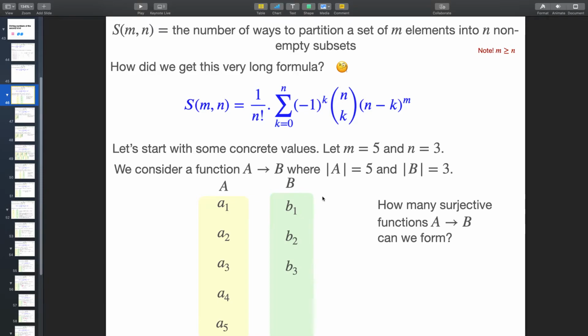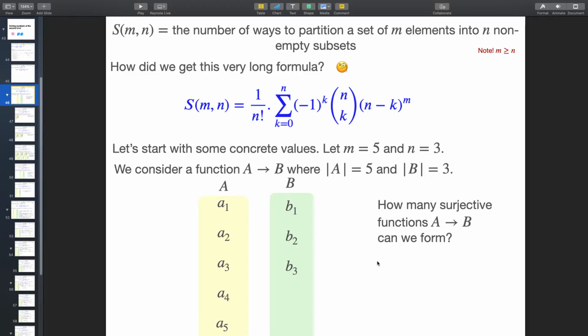Ano nga uli yung surjective function? So visually, dapat surjective ang isang function kung lahat ng elements dito kay codomain ay may nakaturo, no? So ilan 'yun? Gaano karami 'yun?